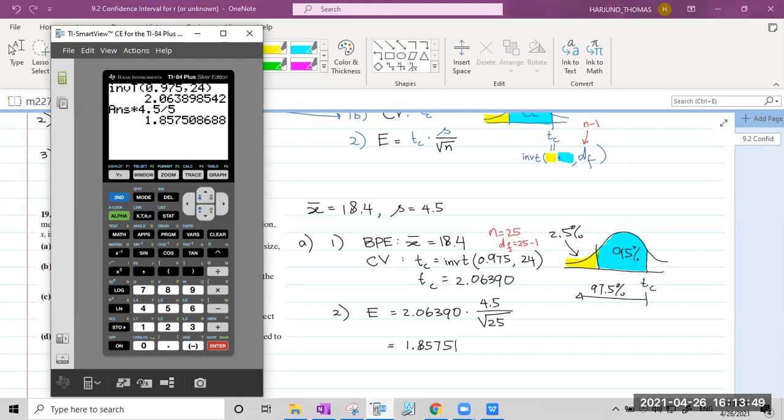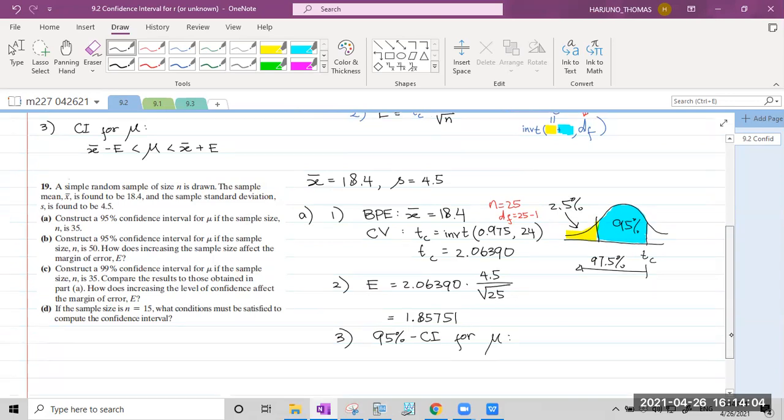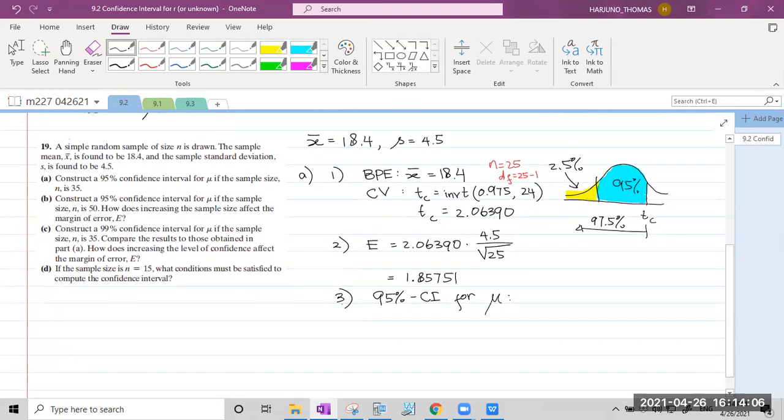Now then, step 3, 95% confidence interval for mu will be best point estimate, that is 18.4 minus margin of error, less than mu less than best point estimate plus margin of error.